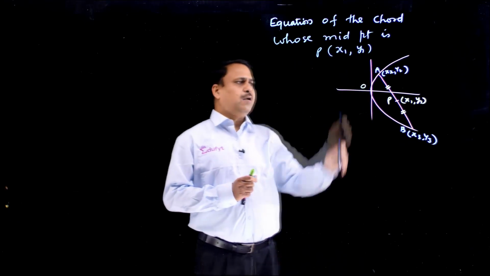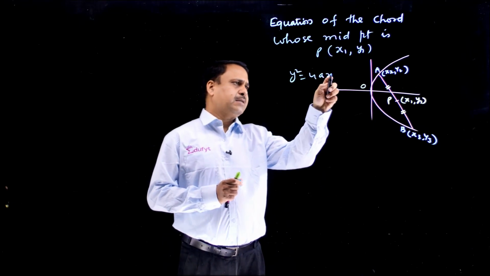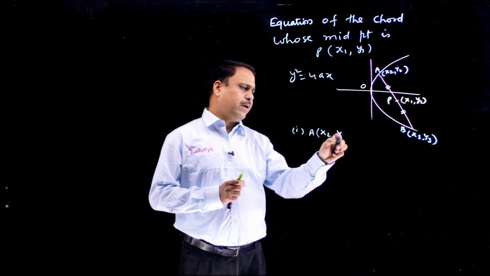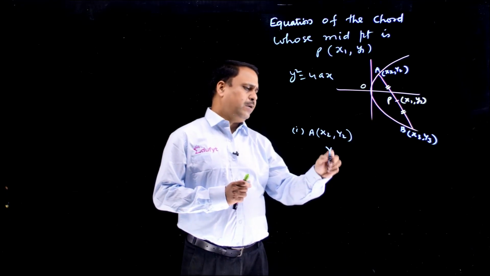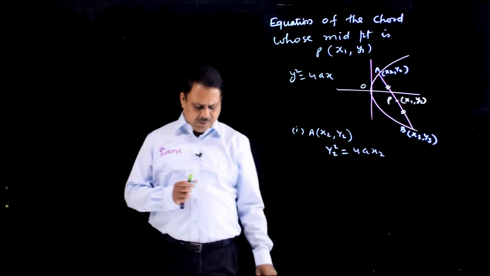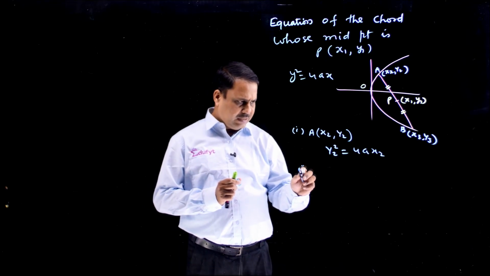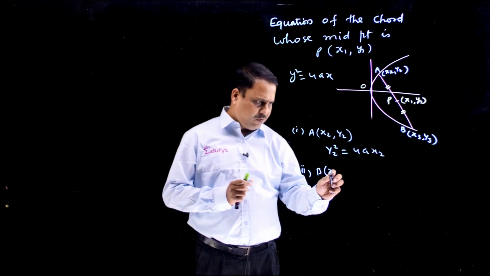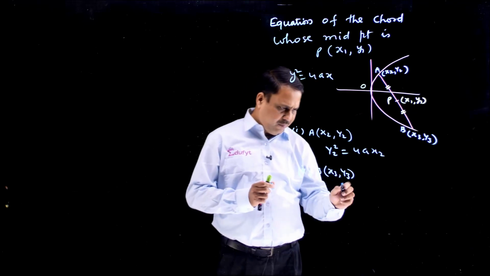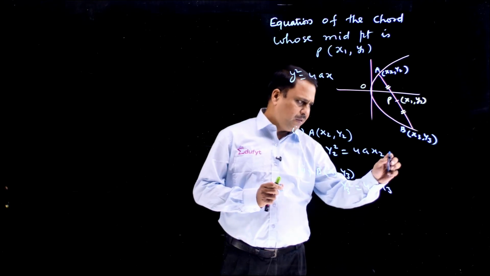So point A lies on the curve y square is equal to 4ax. So first condition I am putting: A, that means (x2, y2), lies on the curve. So y2 square is equal to 4ax2. Similarly, I will put the condition that the second point also lies on the curve. Second condition is B(x3, y3) lies on the curve. So from here I will have y3 square is equal to 4ax3.